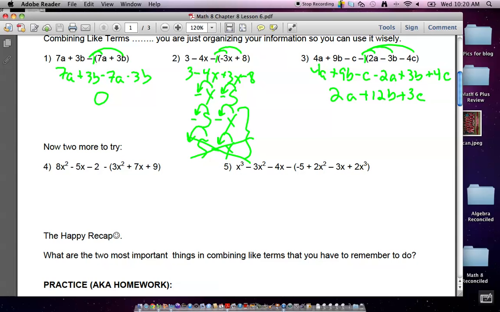All right, so now we take a look at this guy. Now the 2a was positive, it becomes negative. The 3b was negative, it becomes positive. The 4c was negative, it becomes positive. So 4a's and negative 2a's is 2a's. 9b and 3b is 12b. And negative c and 4c's is 3c. Any question about that one?